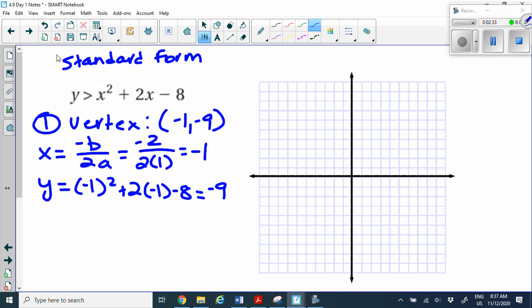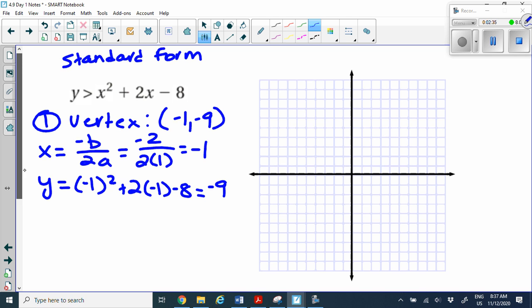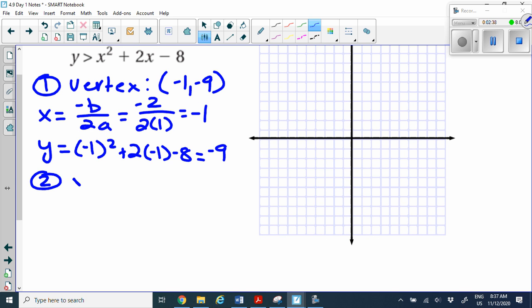Now, once we have found the vertex, we're going to do our xy table. Remember, when we do our xy table, we have the vertex in the middle. Then we pick 2 x values that are smaller, like negative 2 and negative 3, and 2 x values that are bigger, like 0 and 1. You only need to plug 2 of these into our inequality. So I'm going to plug in 0 and 1 to get those y values, because that's going to be a lot easier. Don't forget how you can plug this into your calculator. I'm going to show you here.